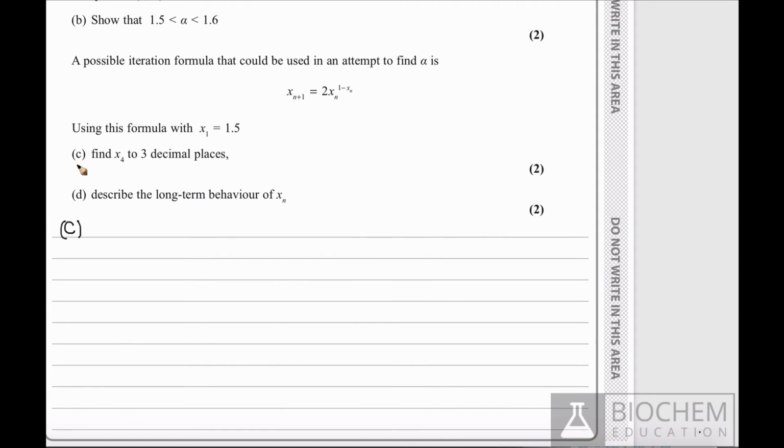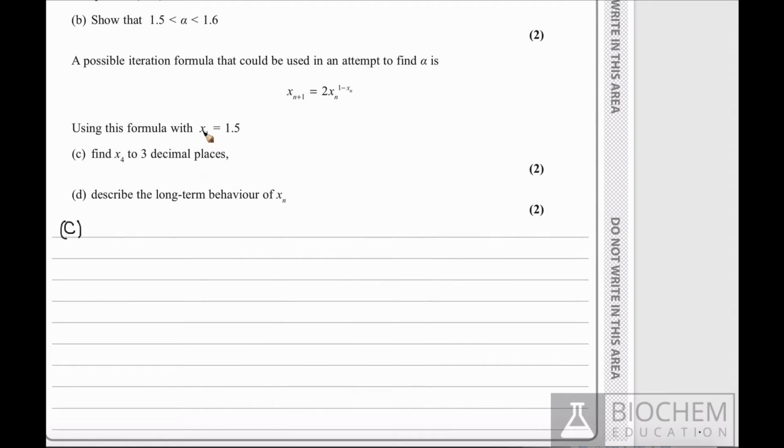Question 11, part C. A possible iteration formula that could be used in an attempt to find alpha is x n plus 1 equals 2 x n to the power of 1 minus x n. Use this formula with x1 equals 1.5. Find x4 to 3 decimal places.